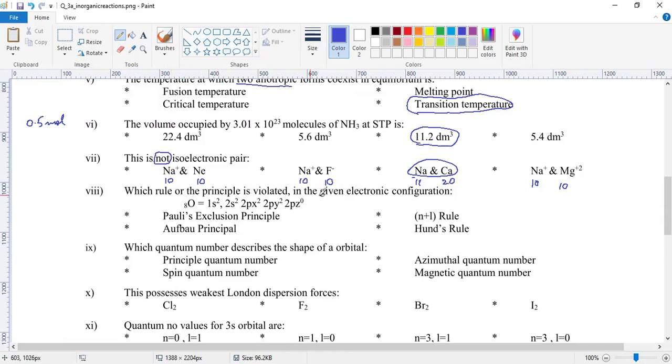Which rule or principle is violated in the given electronic configuration? Atomic number 8: 1s2, 2s2, 2px2, 2py2, 2pz0. So this is the problem. According to Hund's rule, if there are degenerate orbitals in a subshell, p is the subshell and it has 3 degenerate orbitals. So first they should have been filled singly, यानी इनको एक एक करके फिल होना चाहिए था.